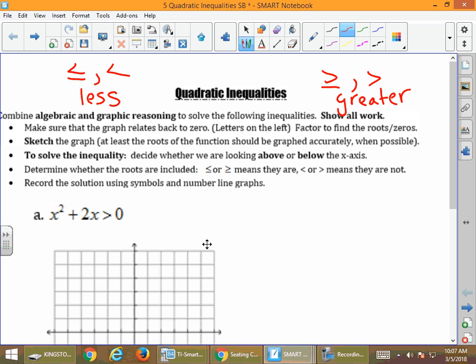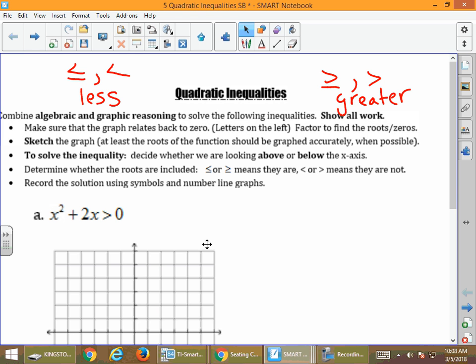And then we're going to factor to find the roots. Once we find the roots, we're going to sketch the graph, and we can use our calculator to help us. Sometimes the sketch is going to fit on our graph. Sometimes it's not. Sometimes it's just going to be a sketch. To solve the inequality, we need to decide whether we're going to be looking above or below the x-axis. And that's why it's important to know those symbols. Which one's less, which one's greater than.